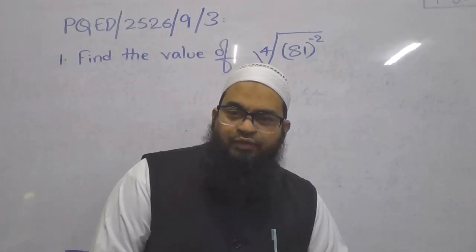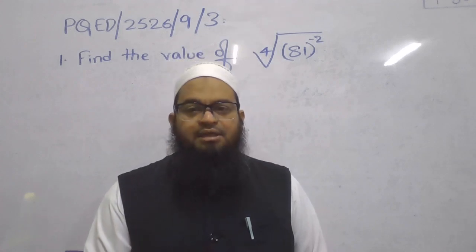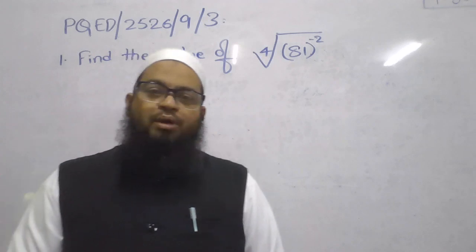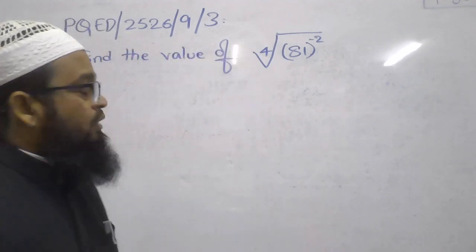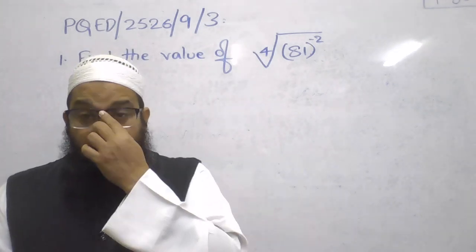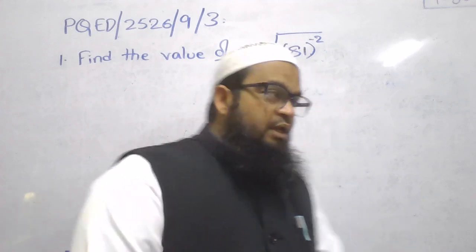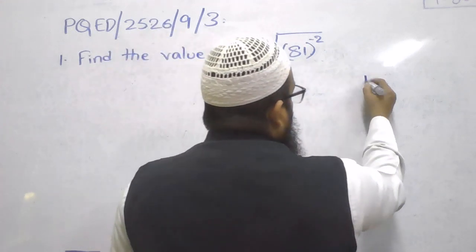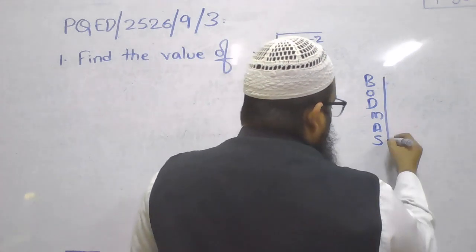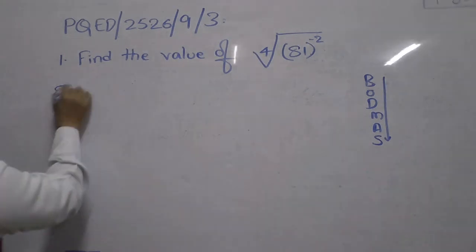So, students, the first question of PQAD grade 9, third PQAD is: find the value of the fourth root of 81 to the power of minus 2. So, what is the concept? Law of exponents. And when we are going for law of exponents, what are we supposed to do? Whenever we are simplifying, we have to follow BODMAS, right? So first you have to solve brackets. So where are the brackets? Here. So let us go for the solution.